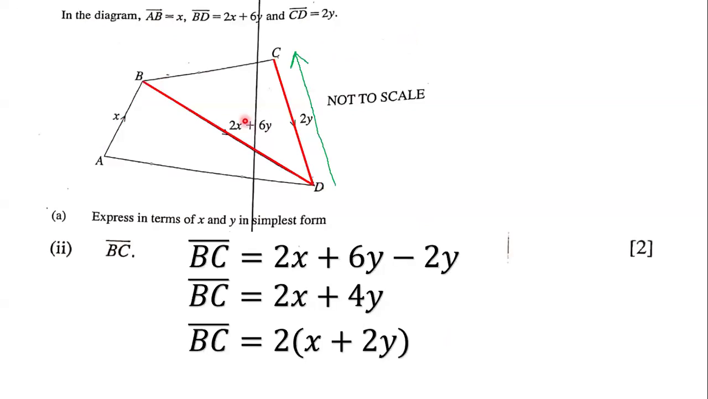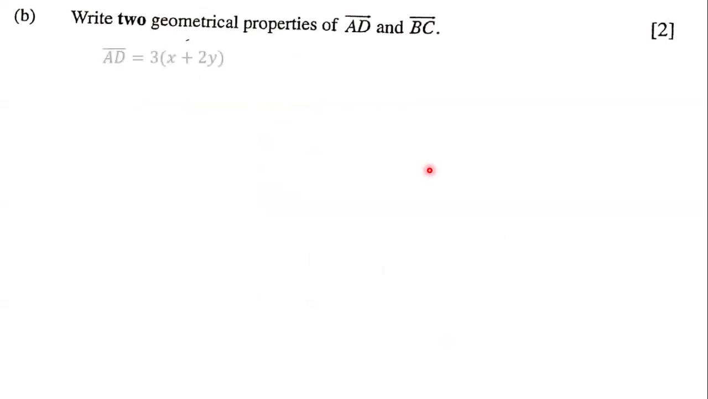Okay, next, they want us to write two geometrical properties of AD and BC. Now, notice carefully that we figured out before that AD is equal to 3 times x plus 2y, and we figured out before that BC is equal to 2 times x plus 2y. So we have these two vectors here.